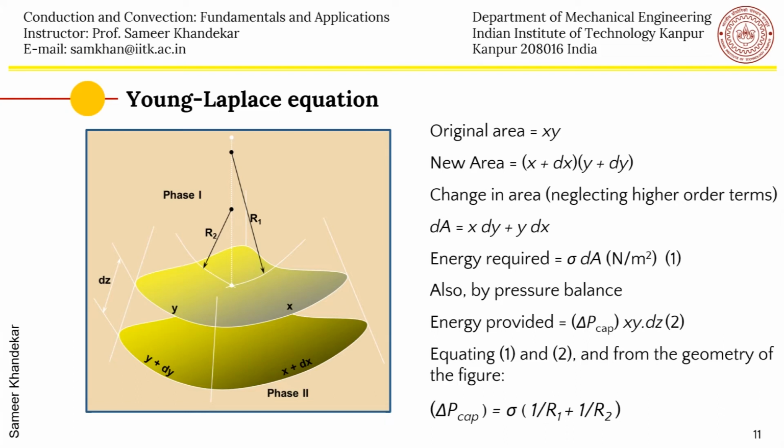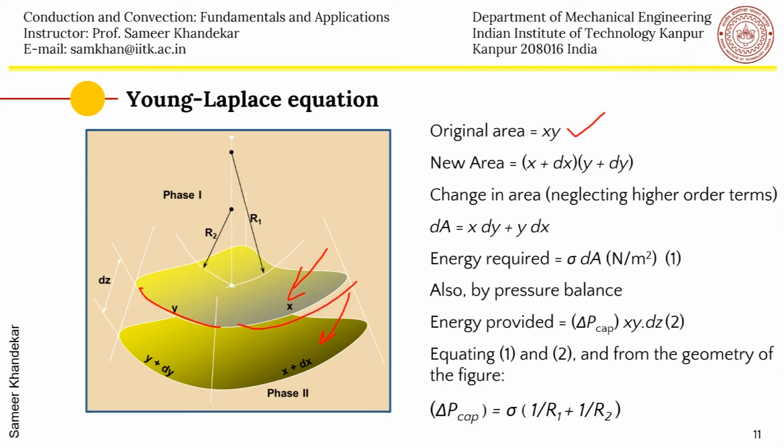Let us assume that we have a surface, and as the bubble grows, we are actually creating new surface. So this surface is growing now. We are trying to understand how this growth takes place and what is the pressure required to sustain this growth. If you see the original area, we can assume it as x into y. So x is one dimension here, y is the other dimension here. Then as the bubble, or the interface, grows, the new area becomes x plus dx and y plus dy. That is shown in the second figure here.